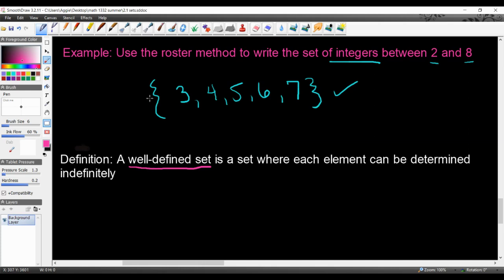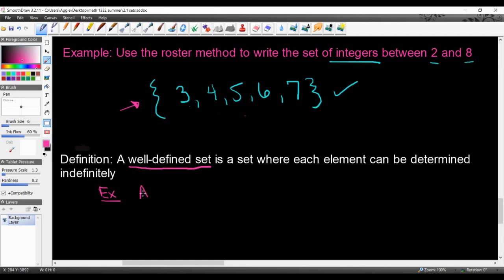So for example, this one that we just did here, 3, 4, 5, 6, 7. It has exactly 1, 2, 3, 4, 5 elements. That's it. We can tell exactly what elements they are, and there's no ifs, ands, or buts about it. An example of a set that's not well defined. Okay, so I'm going to give you one like that. Maybe that'll kind of clarify.